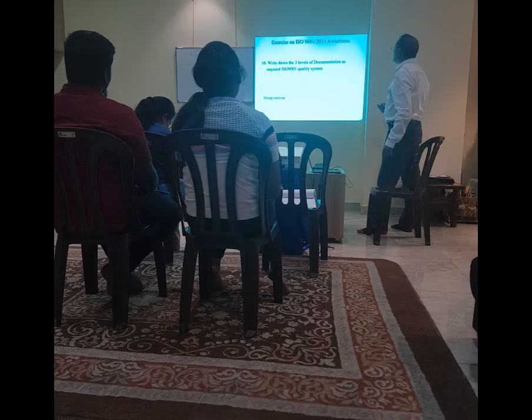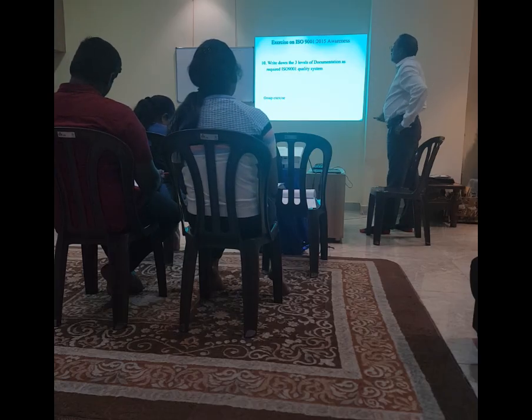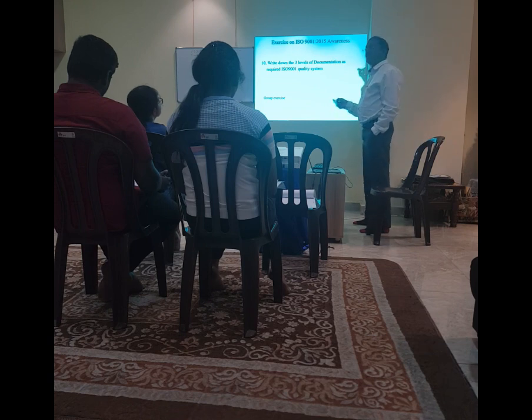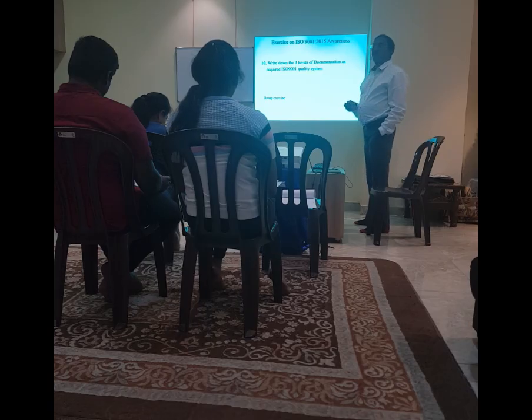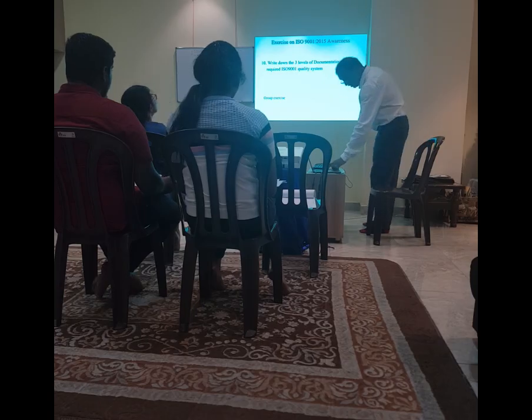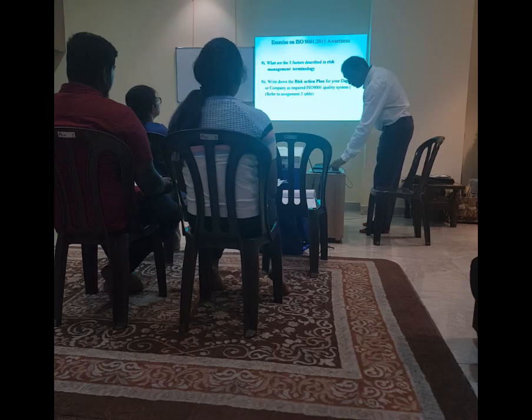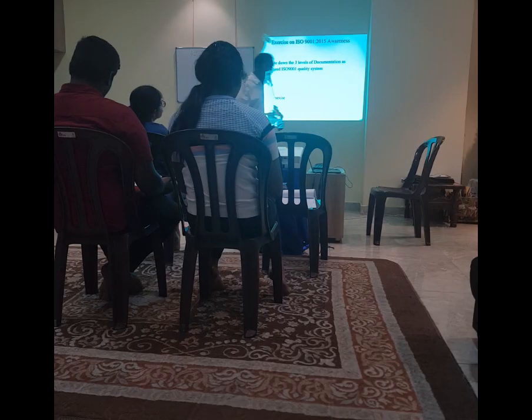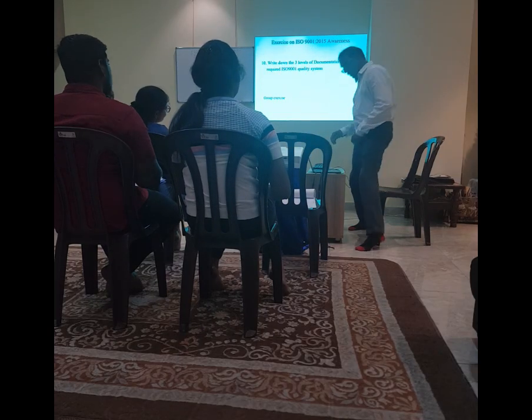So, 3 levels of documentation required for the ISO 9001. First one, quality policy and the quality objectives. Second level, operating procedures. And the third level, feedback mechanism or records. Records is very important. So any other things, maybe you have some questions? If not, we can summarize.